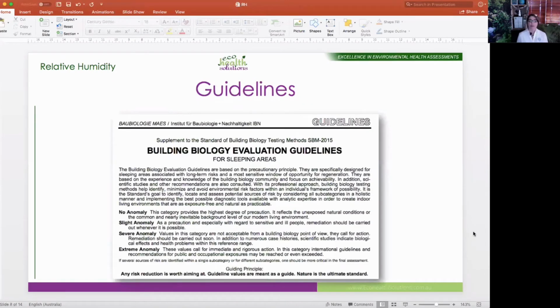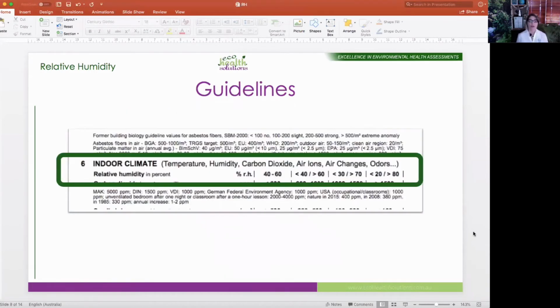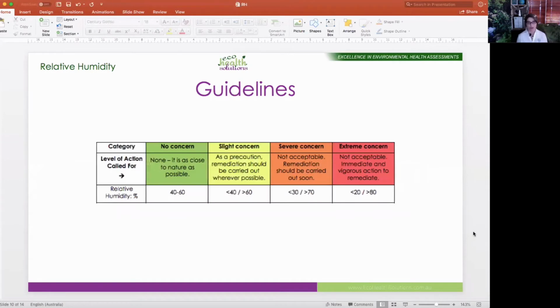With regards to building biology, we have evaluation guidelines, particularly for sleeping areas, and this is what I've taken the information from on the next couple of slides. So when we look at the indoor climate for relative humidity in percentage, we're looking at these ranges, and then I'll show you the next slide where I put this into a table which explains which category they fall under. So when it's between 40 to 60% relative humidity, it's in the no concern category because it's as close to nature as possible.